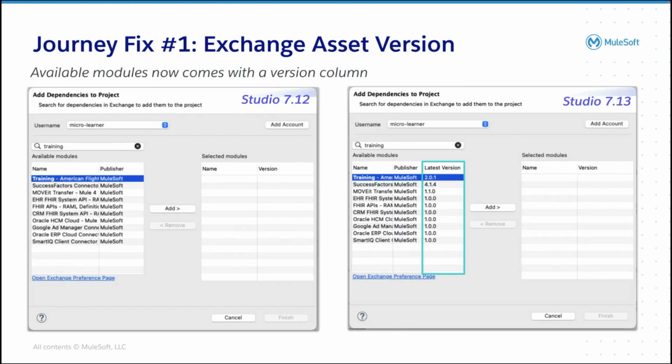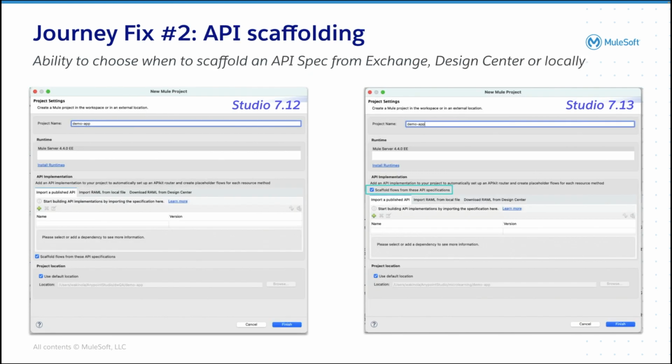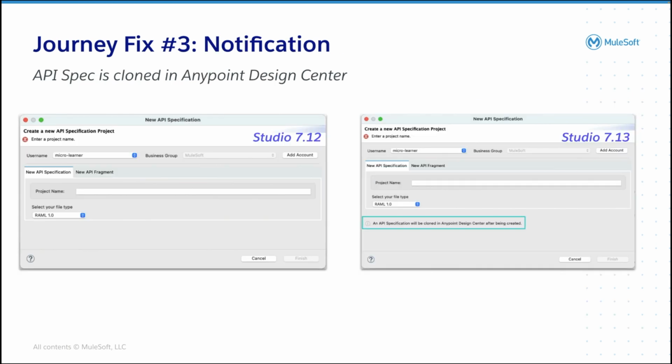First up is journey fix number 1, Exchange Asset Version. The available module section now comes with a version column. You can see the version before adding dependencies to your project. Journey fix number 2. You now have the ability to choose when to scaffold an API spec from Exchange, Design Center, or locally.